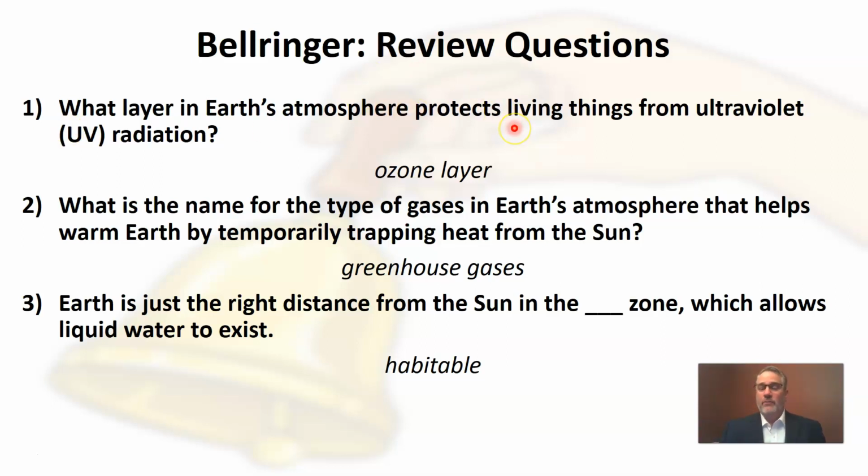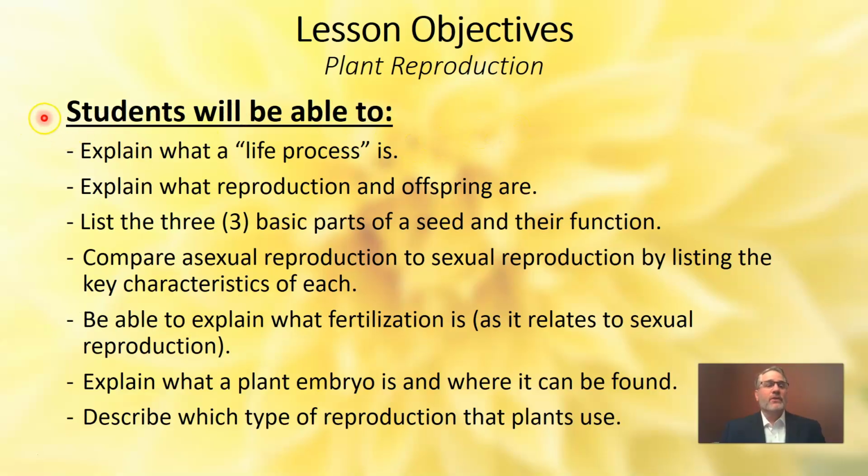Let's take a look at some lesson objectives for today. By the end of today's lesson, you should be able to explain to me what a life process is. This is something that all fifth graders in North Carolina studied. Explain what reproduction and offspring are. Next, you might need to be able to list the three basic parts of a seed and their function. If you were here with me, we've already done that. Compare asexual reproduction to sexual reproduction by listing the key characteristics of each.